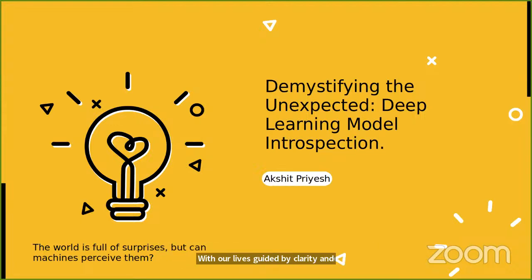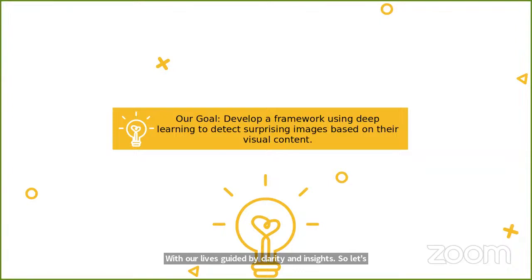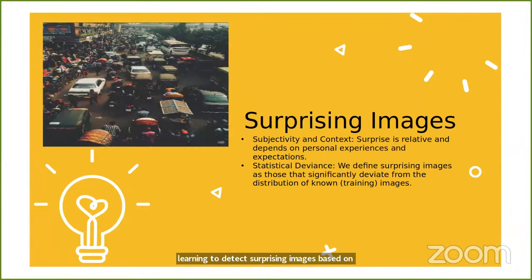So let's go to our slide number 1. What is our goal? To develop a framework using deep learning to detect surprising images based on their visual content. What does it mean when I tell you about surprising images? It can be subjective, it can be relative, and it depends on personal experience. So we define surprising images as those that significantly deviate from the distribution of known training images.